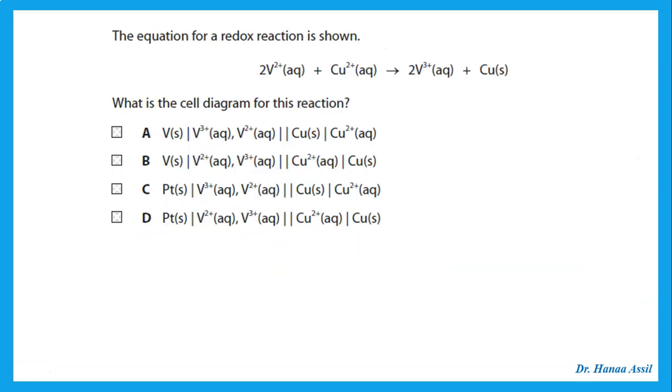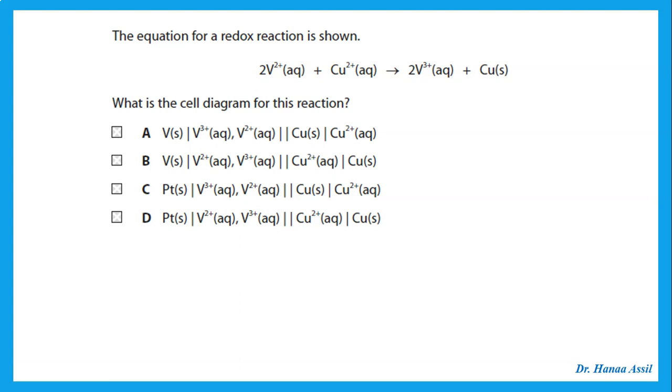Again, this equation, what is its cell diagram? Well, let us take a look again. We have vanadium 2 plus going to vanadium 3 plus. That is a mixture of ions or solutions. So I need a platinum electrode. So my answer is C or D. Then we have the two lines which indicate the salt bridge.